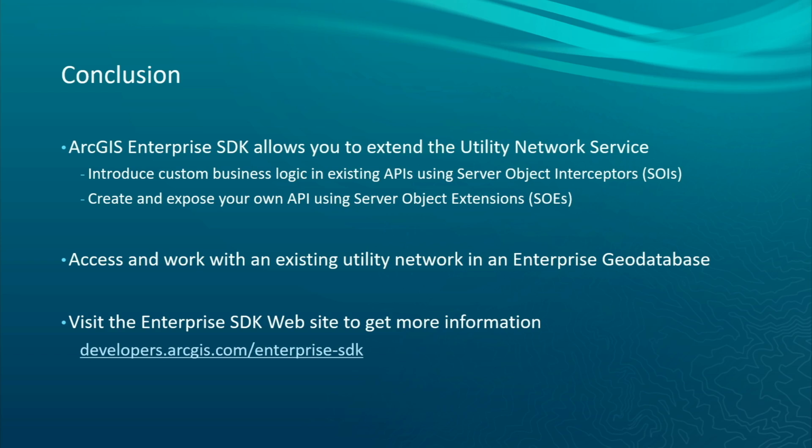Why did we do that? Why do we only provide fine-grained access to the network index through SOEs or SOIs in the Enterprise SDK? Well, think about it architecturally. What if you wanted to implement your own custom trace on the client side in Pro? Well, okay, you grab the network index. Then you grab your first network element, a junction. Then from there you say, okay, what am I connected to?